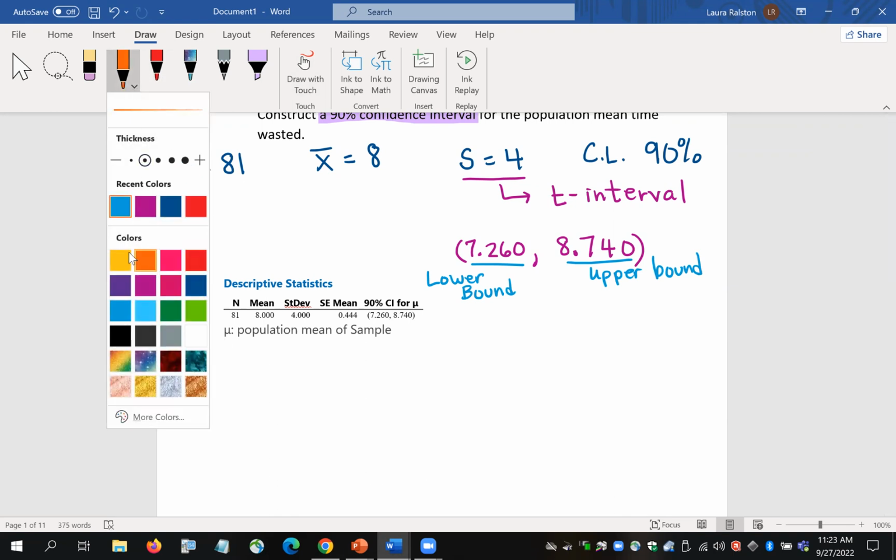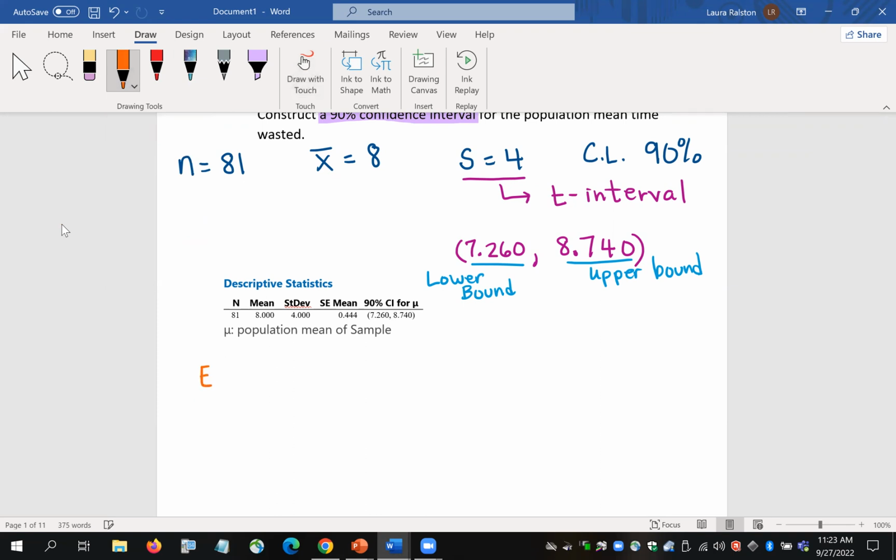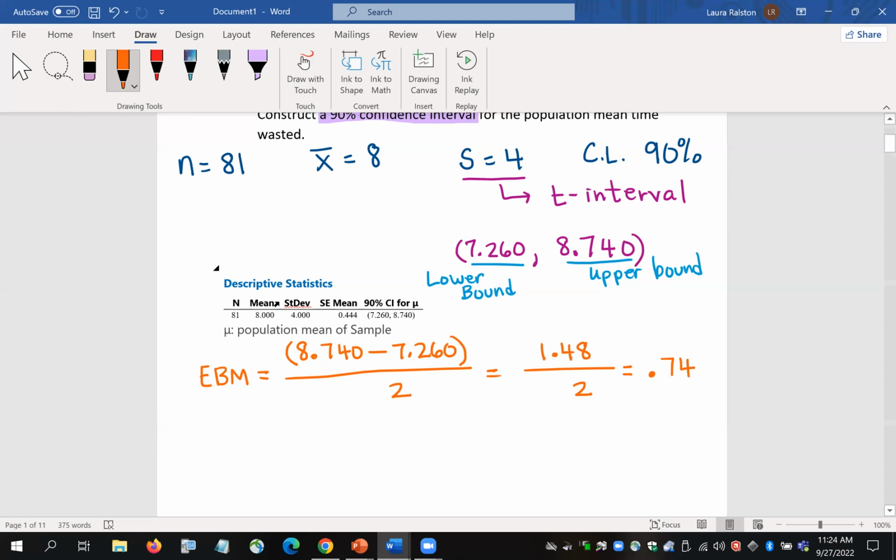Then I need to calculate, and this is one of the few things that we have to calculate by hand, our error bound margin. Okay. So our error bound margin is the upper bound minus the lower bound divided by 2. Remember that you have to do the subtraction in the numerator first. So I'm going to use my handheld calculator. 8.740 minus 7.260 is 1.48, and then that divided by 2 is 0.74. So my error bound for the mean is 0.74.